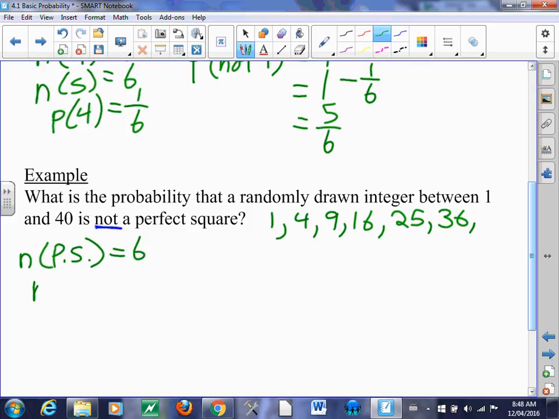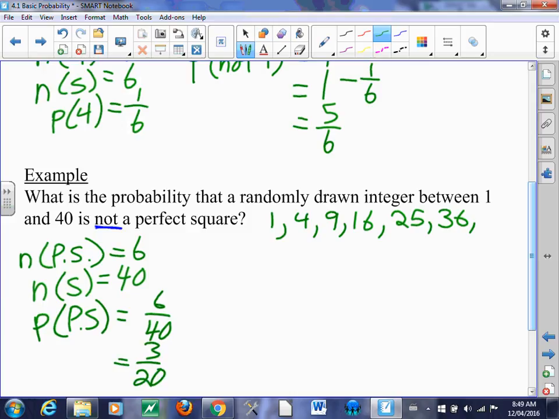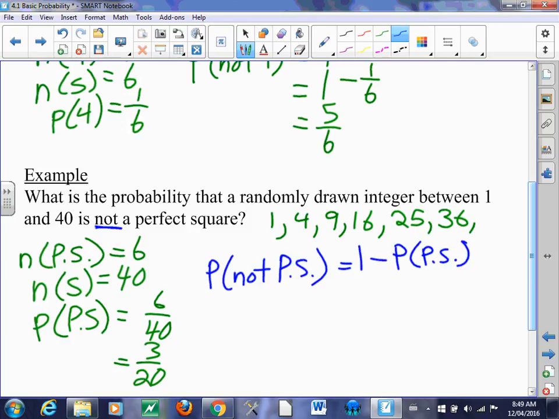Number in my total sample equals 40. So what's the probability of getting a perfect square? It's 6 out of 40. Reduce that to 3 out of 20. Now let's do the complement. So probability of not a perfect square equals 1 subtract the probability of a perfect square. So it's going to be 1 subtract 3 over 20. Use your fraction button in your calculator or your brain, and it's going to be 17 out of 20.